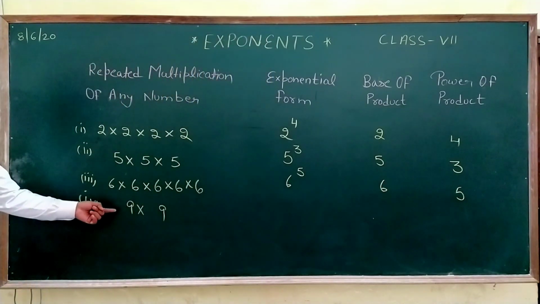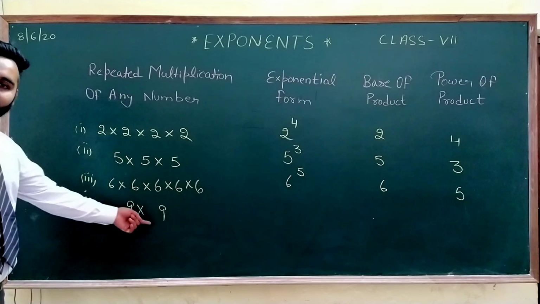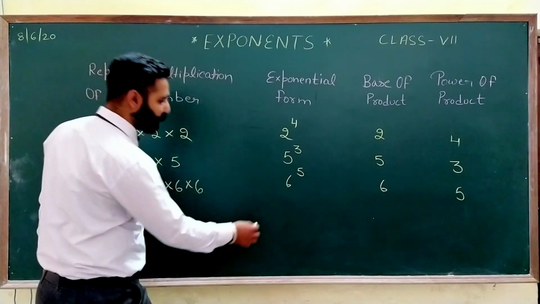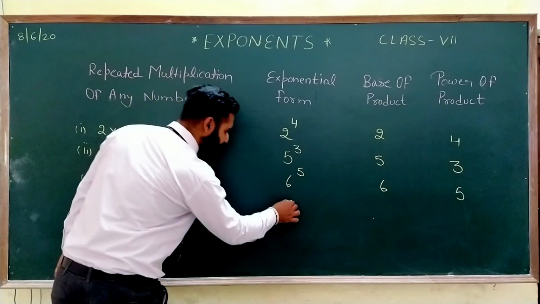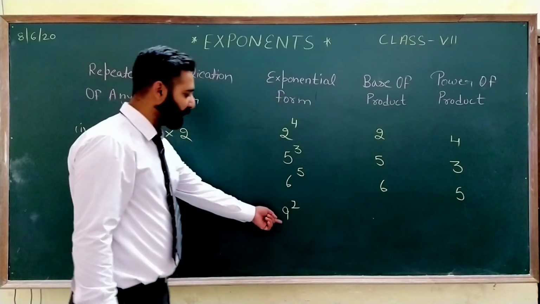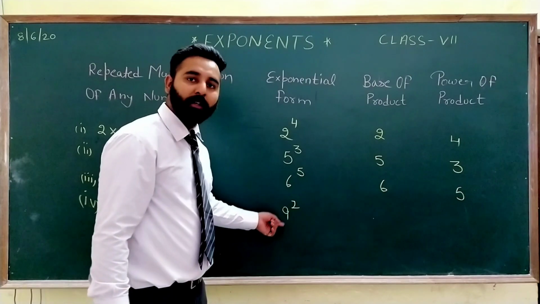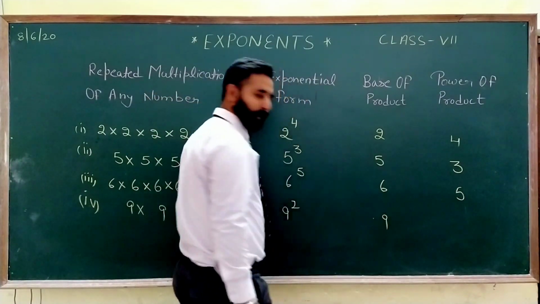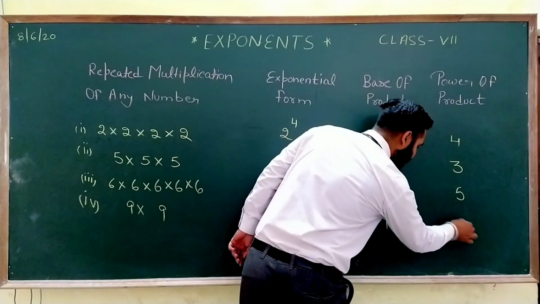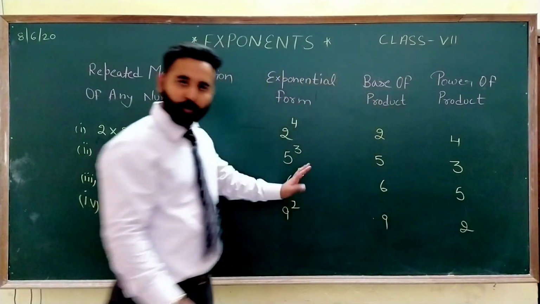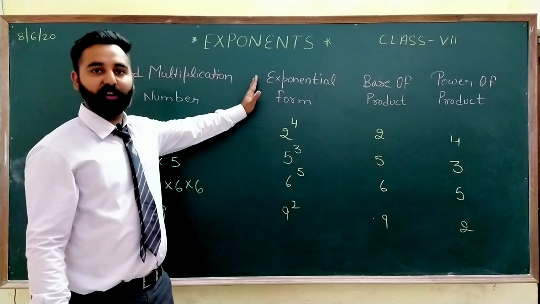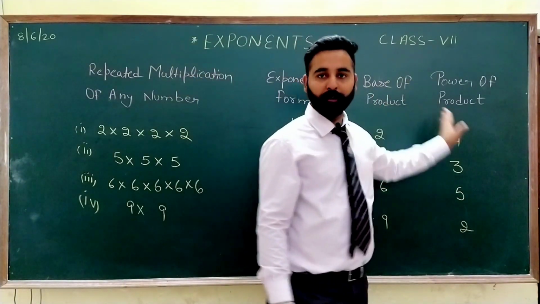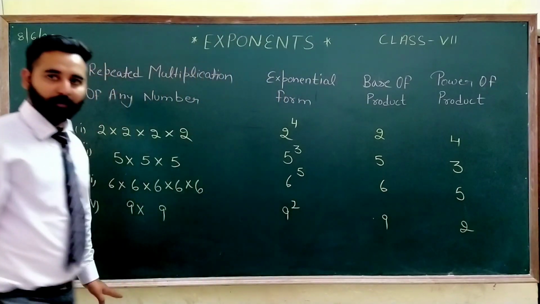In the last example, I have 9 multiplied by 9, which means 9 is multiplied by itself 2 times. So the exponential form is 9 raised to power 2, and we can also read it as 9 square. So the base will be 9 and the power is 2. I hope the concept of exponential form, base of product and power of product is clear to you now.